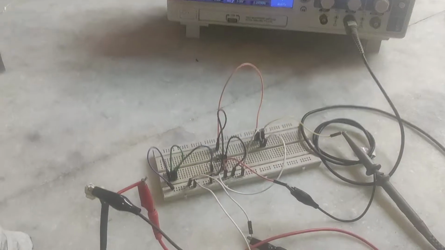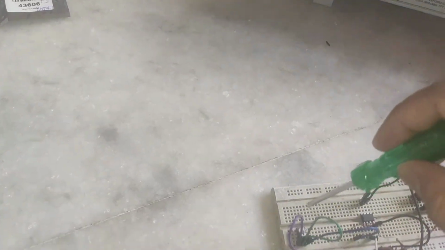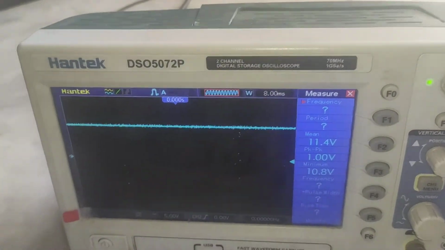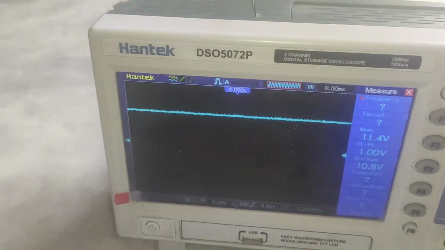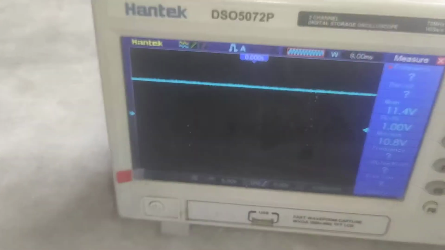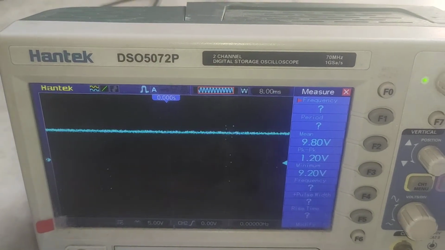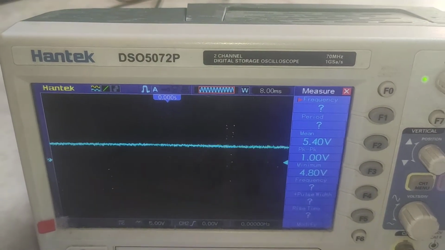Now let us have a demo of it. I will move the strobe of the pot, and we will get a variable voltage as it will be shown on the CRO. So let us see. I am moving the strobe, and the voltage is decreasing. We are getting a variable voltage.